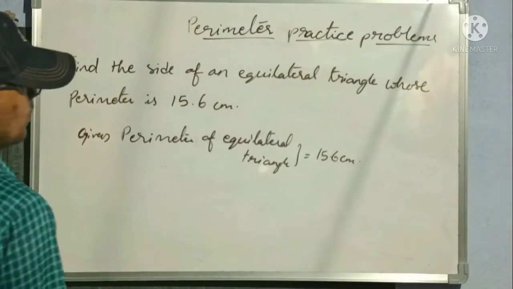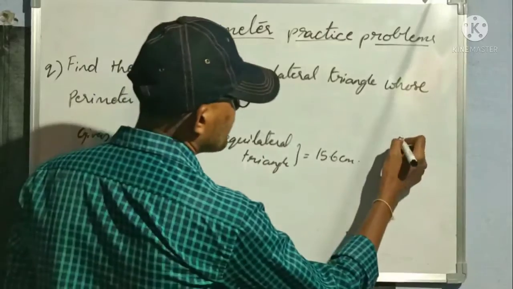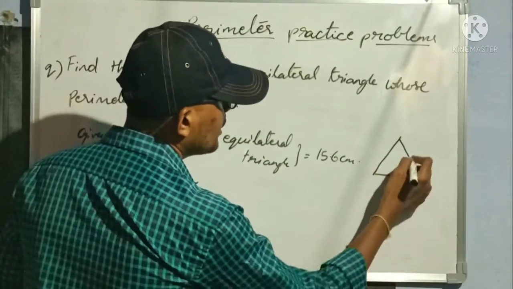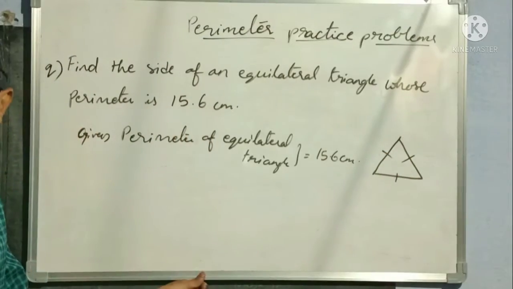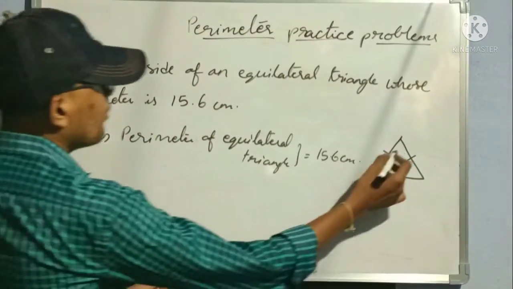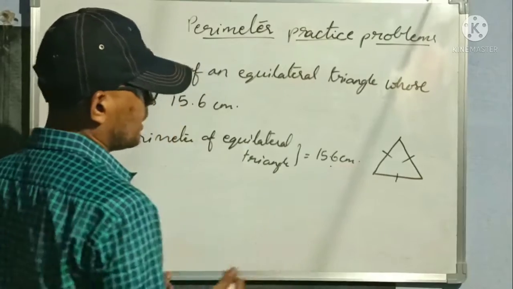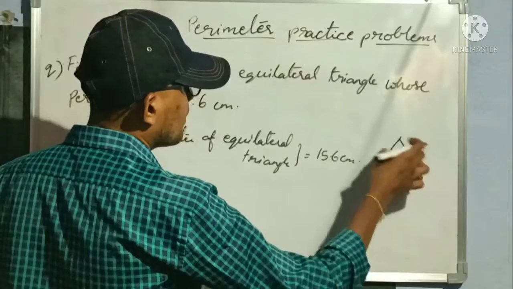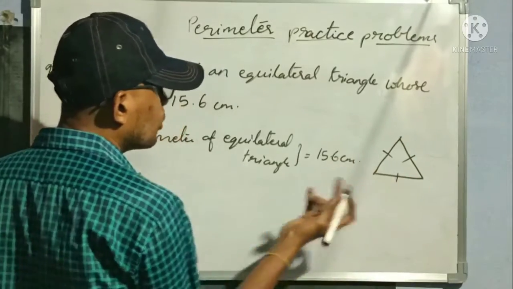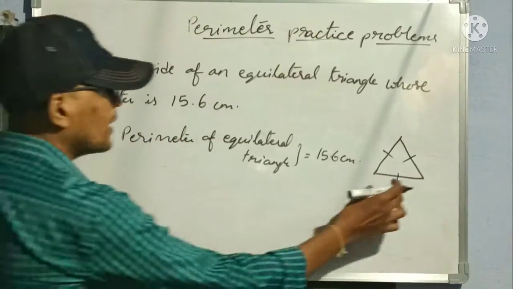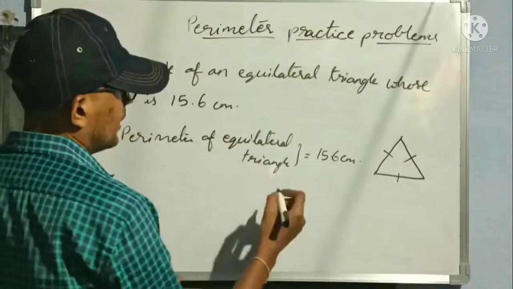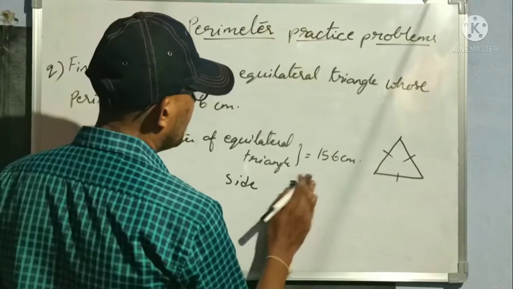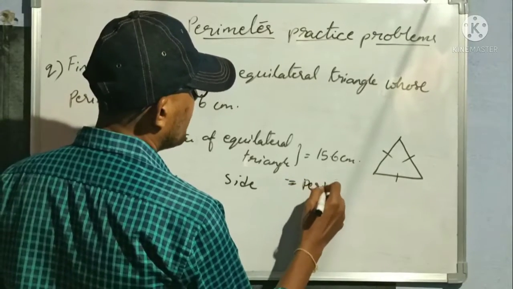Listen, a very simple shortcut is there. We know that an equilateral triangle means all three sides are equal, right? So the sum of all three sides is given as 15.6. I want each side, so when I divide the perimeter by 3, I am going to get each side, right? Why? Because here there are 3 equal sides. I want one side, so side is equal to perimeter divided by 3.